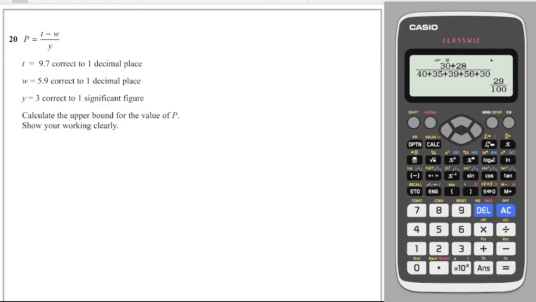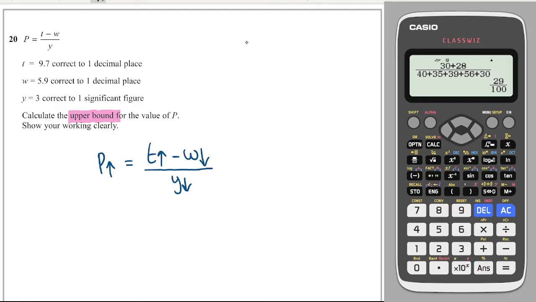Okay, classic question this one, and we're working out the upper bound. So therefore we want P to be upper. Actually, I'm going to use these little arrows to represent upper. So I want P to be as big as possible. So I'm going to make T as big as possible. But I want to take away the smallest I can possibly take away in order to maximize the overall value. And I also need to divide by the smallest thing I possibly can, because if you divide by a small thing, your answer gets bigger.